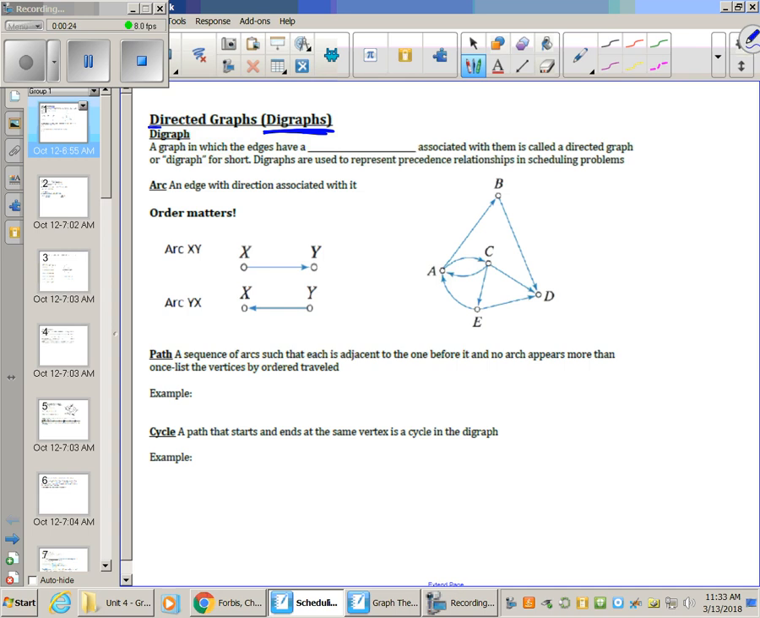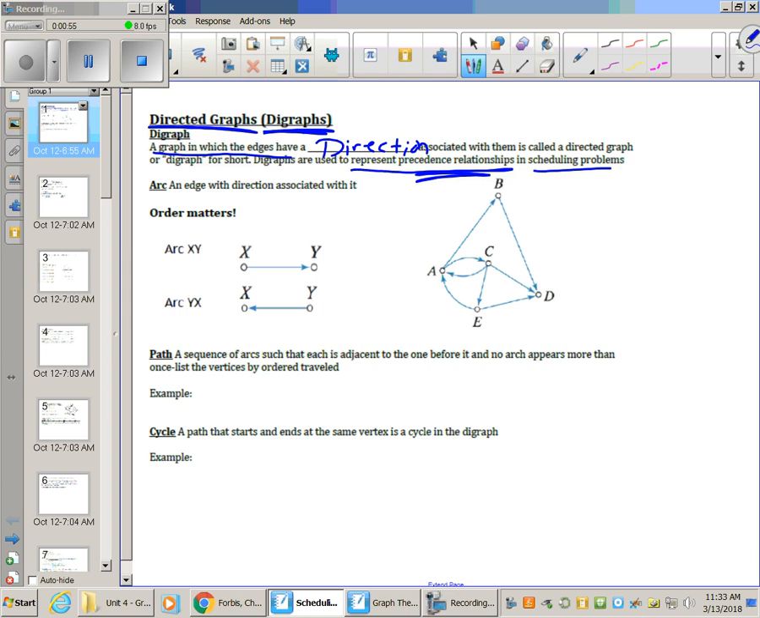Okay, digraphs are directed graphs, digraphs for short. So a digraph is a graph in which the edges have a direction associated with them. They're used to represent precedence relationships in scheduling problems. That's the biggest application we look at. Okay, so like a task has to be completed before moving on to another task. The arrows represent the direction in which we're going.